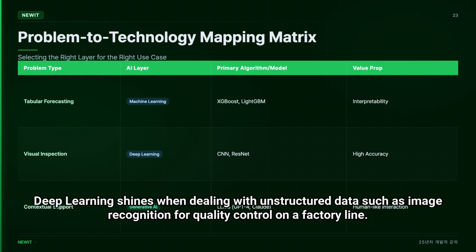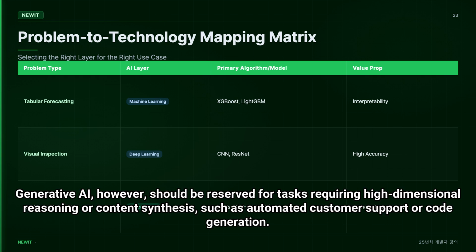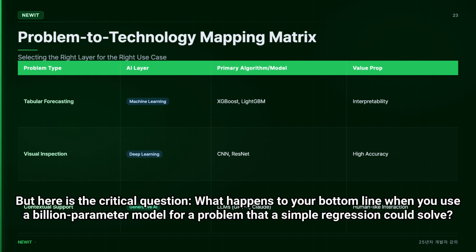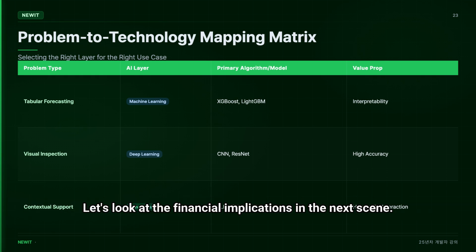Deep learning shines when dealing with unstructured data such as image recognition for quality control on a factory line. Generative AI, however, should be reserved for tasks requiring high-dimensional reasoning or content synthesis, such as automated customer support or code generation. Misaligning these leads to architectural debt. But here is the critical question. What happens to your bottom line when you use a billion-parameter model for a problem that a simple regression could solve? Let's look at the financial implications in the next scene.